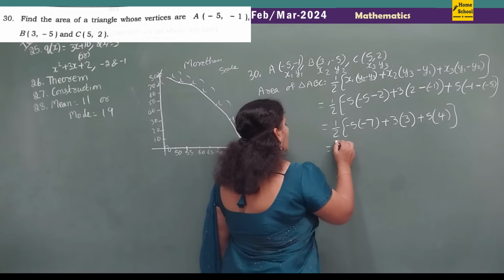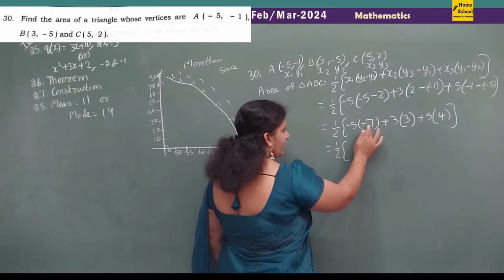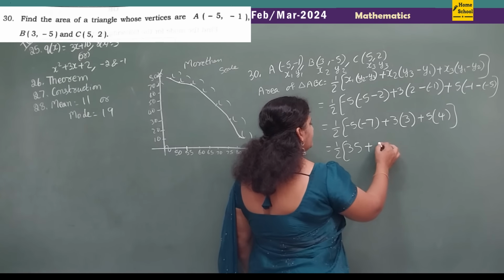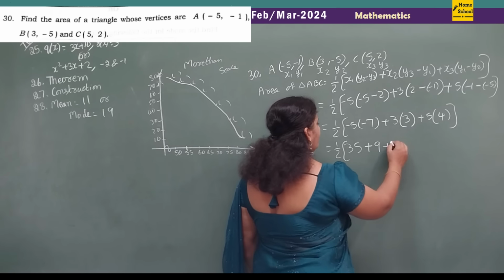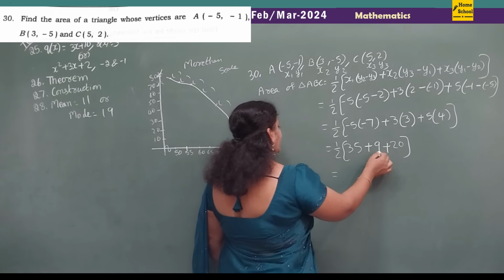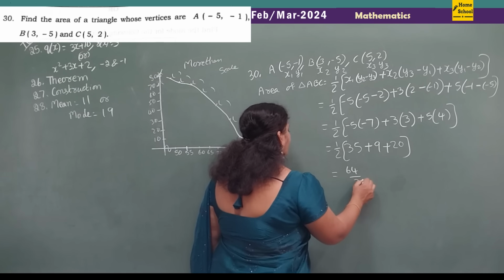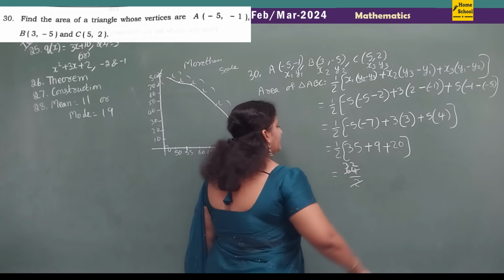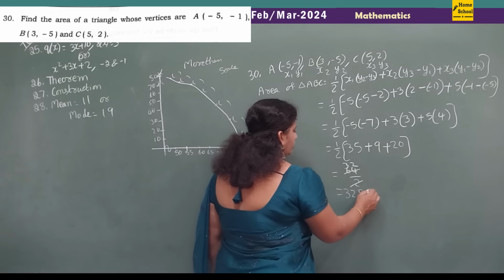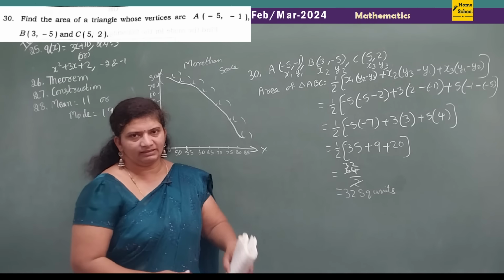Now, half of minus 5 into minus 7; minus into minus will be plus, 7 5s are 35. Plus 3 3s are 9, 5 4s are 20. That will be 29. 29 plus 35 will be 64. 64 by 2, that is 32, is your answer. That means the area of triangle ABC is equal to 32 square units. You need to end your answer like this.